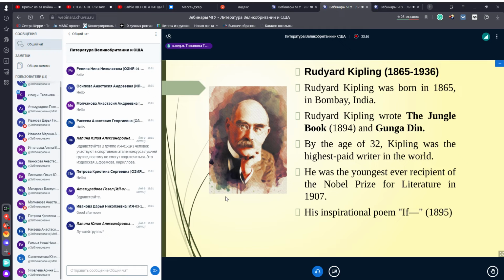The Russian people knew Rudyard Kipling by his famous Jungle Book, and Gunga Din. The Jungle Book was published in two parts. The first one was published in 1894, and the second was published in 1895.